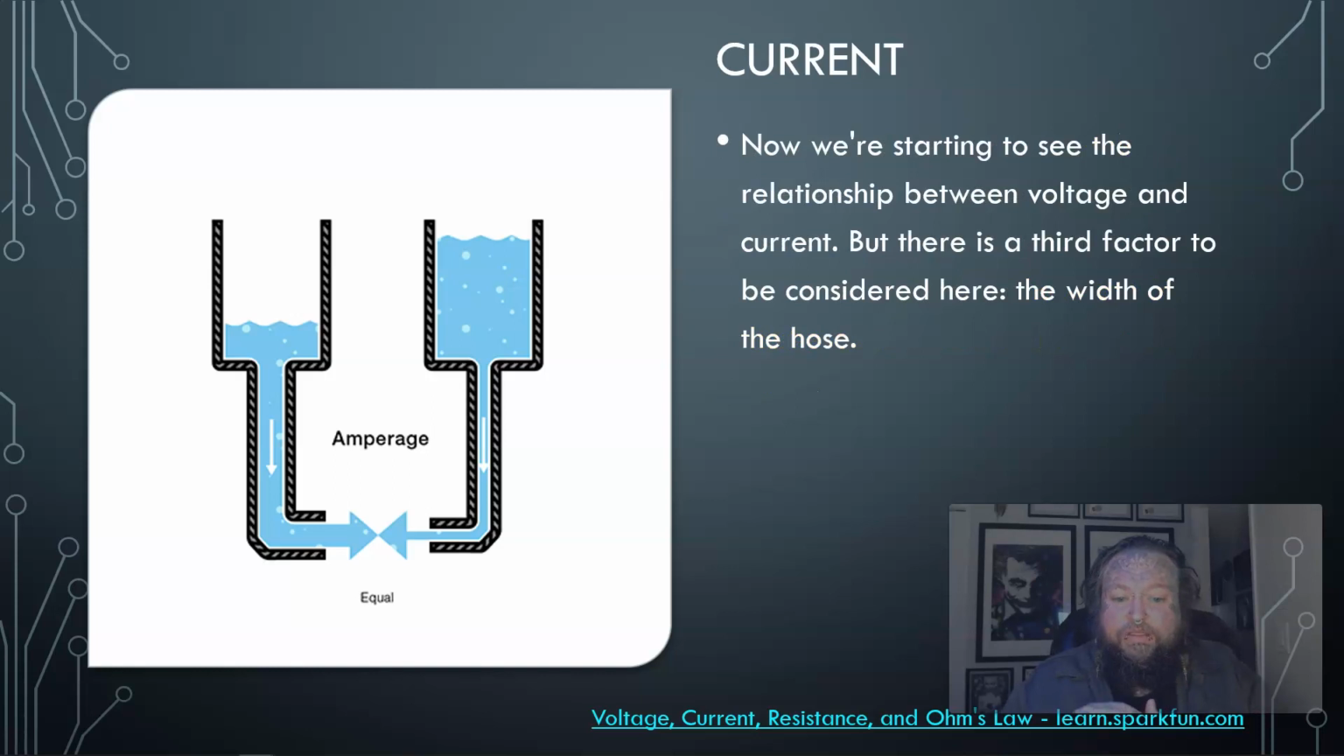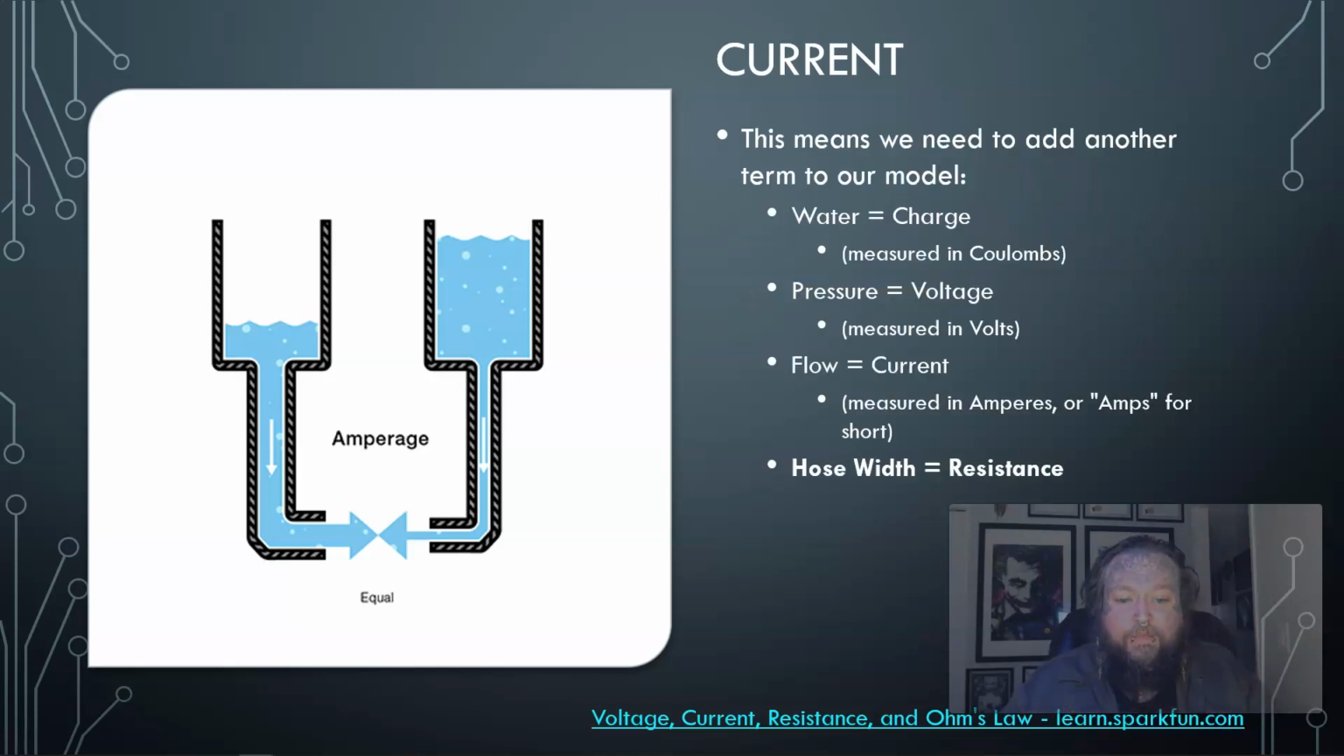So now we're starting to see the relation between voltage and current, but there is a third factor to be considered, and it's the width of the actual hoses themselves. This means that we need to add another term to our model, or this water tank analogy. So water being charge, pressure being like voltage or volts, flow being current, and the hose width now being resistance. How much then is the flow being restricted or not restricted?